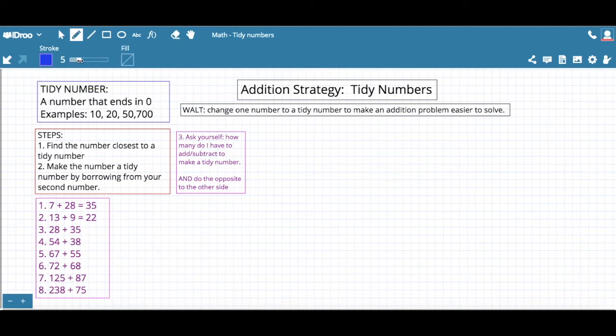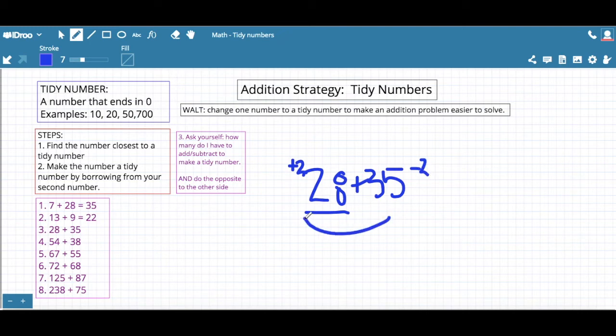Okay, so next question is 28 plus 35. Alrighty, which number is closest to a tidy number? It's 28. Okay, how much do we have to add to make 28 a tidy number? We have to add 2. So if we're adding 2 on this side, that means we have to take away on this side, because remember, we're borrowing and giving it over here. So 28 plus 2 gives us 30.